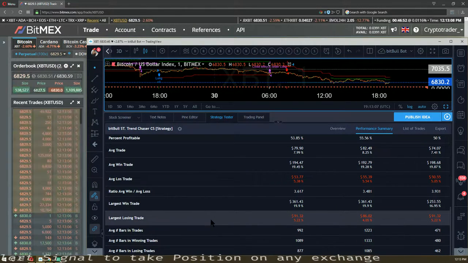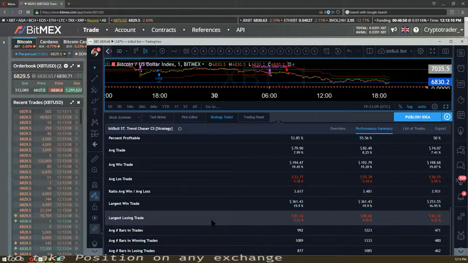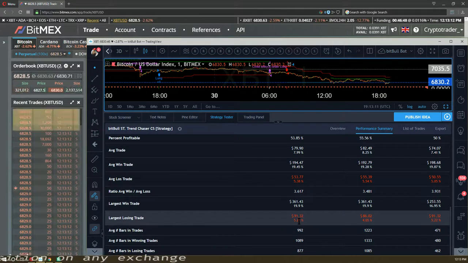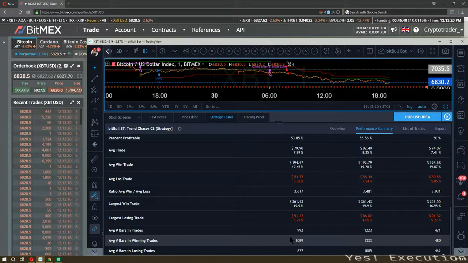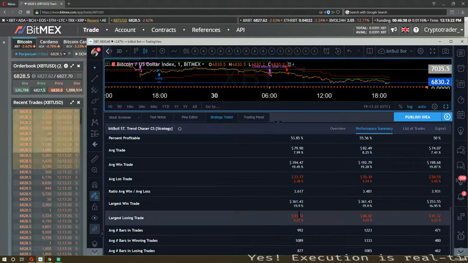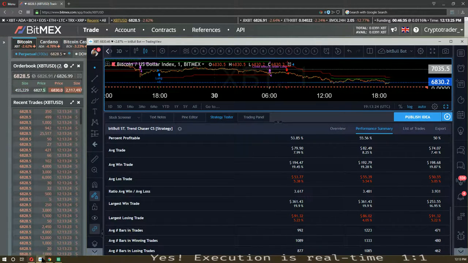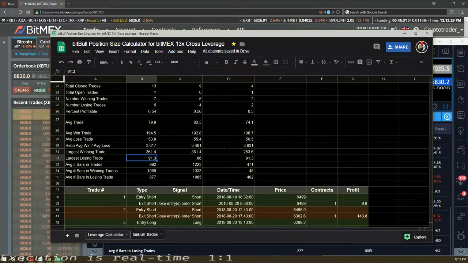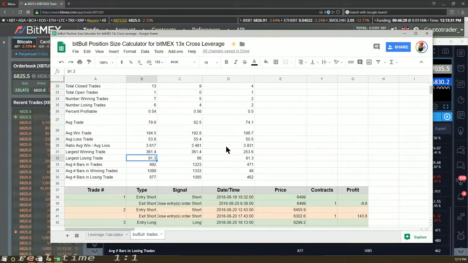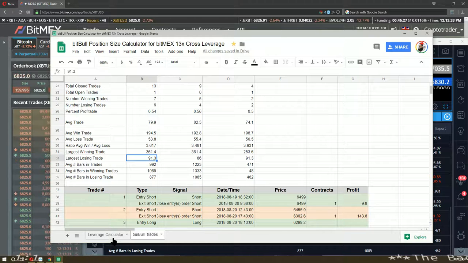Maximum loss so far. We still want to make sure we got at least double that covered, which is about $200 like we just did. So, let me get out of this dark screen mode. Let's go to the position calculator.